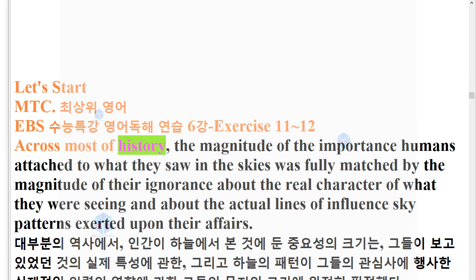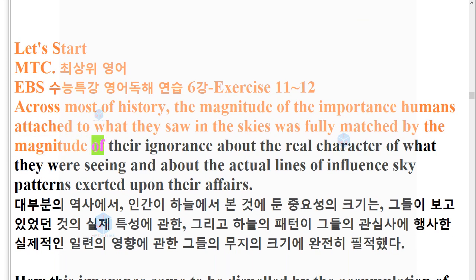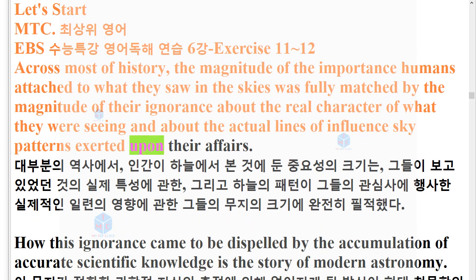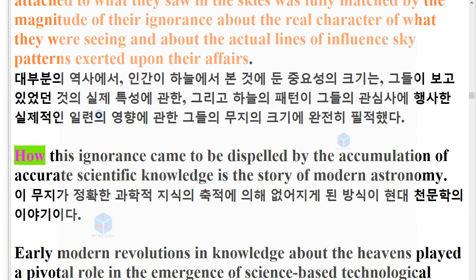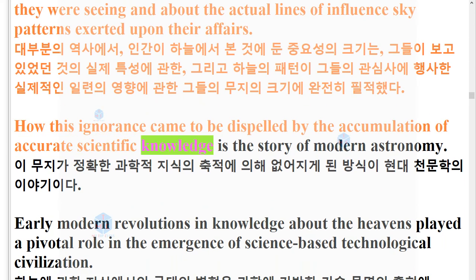Across most of history, the magnitude of the importance humans attached to what they saw in the skies was fully matched by the magnitude of their ignorance about the real character of what they were seeing and about the actual lines of influence sky patterns exerted upon their affairs. How this ignorance came to be dispelled by the accumulation of accurate scientific knowledge is the story of modern astronomy.